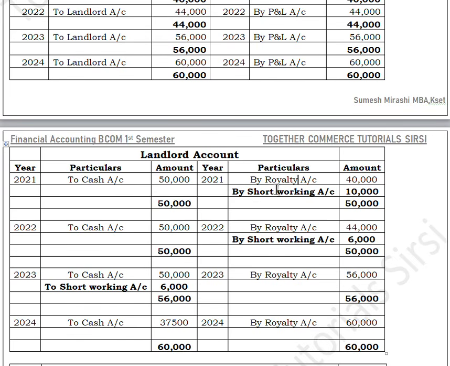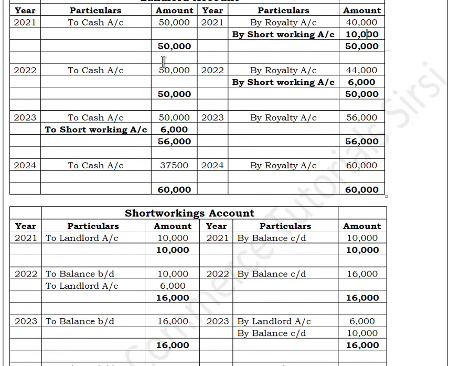Then you should go on tallying one year after another. See, 50,000 and 40,000. So the 50,000 will be coming here, the same amount will be coming here. Then 50 minus 40, the balancing figure is 10,000. That is the short workings. For the second year, 50,000 on this side, then there is 44,000 as royalty. So the greater number is 50,000, so I'll write 50,000 here. When you tally, you will get the balancing figure as short workings, that is 6,000.